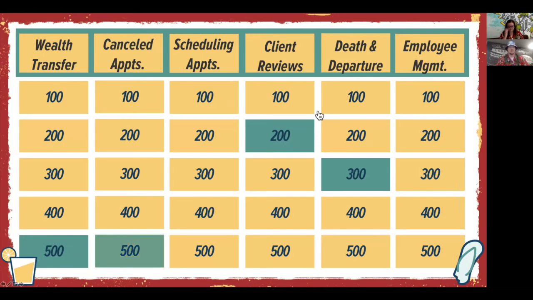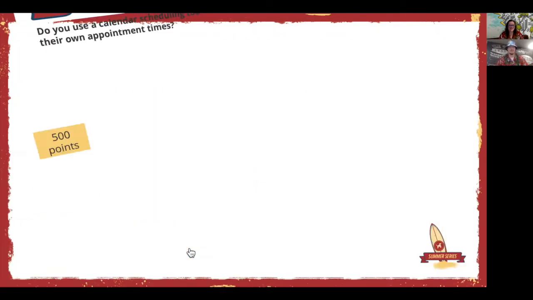All right, awesome stuff. Back to the game board. Where would you like to go next? All right, we're sticking with the theme of 500 points. Deborah wants scheduling appointments for 500 next. Awesome. Scheduling appointments for 500.